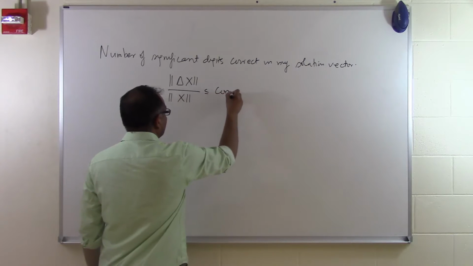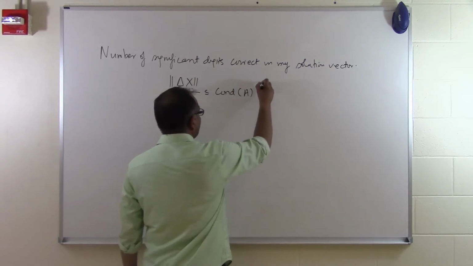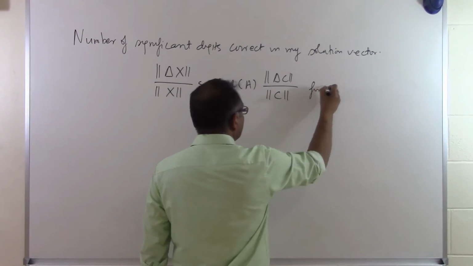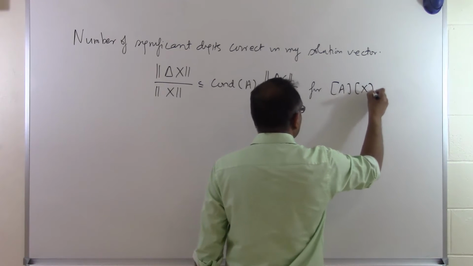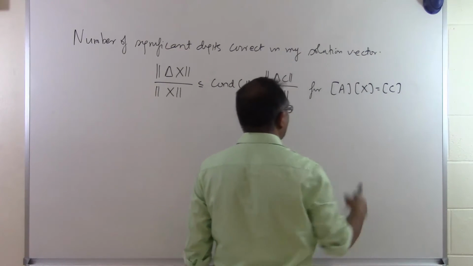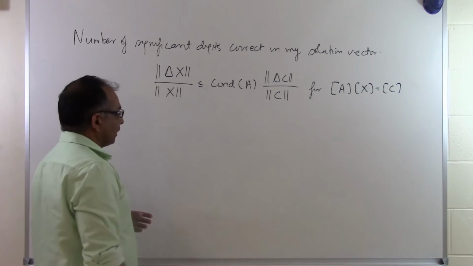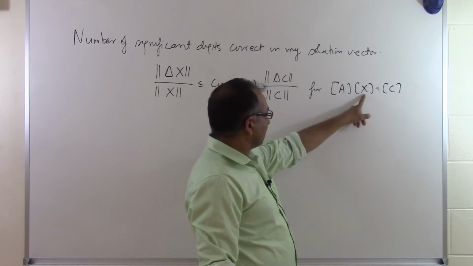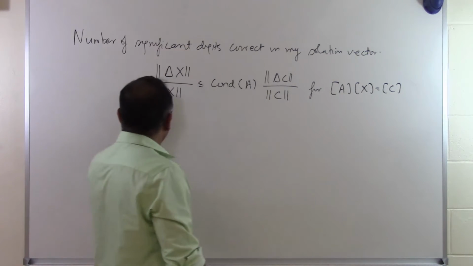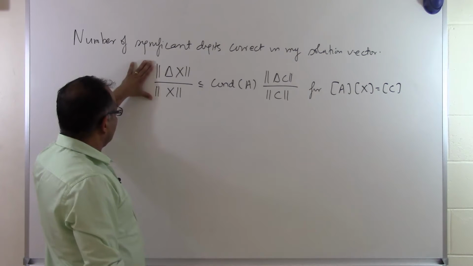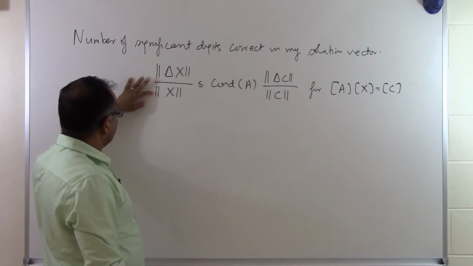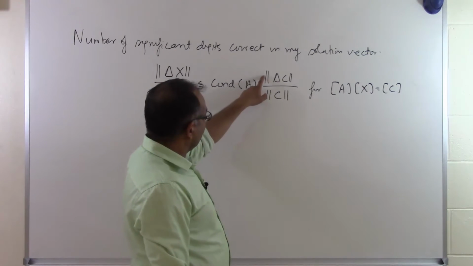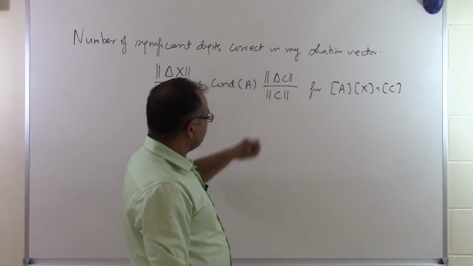norm of delta x divided by norm of x is less than or equal to the condition number of A times norm of delta c divided by norm of c, for Ax equal to c. So if we have a system of equations like Ax equal to c and we make a change of delta c to the right hand side vector, it's going to make a change of delta x to the solution vector. And we have proven the theorem here that the relative change in the solution vector can get amplified by as much as the condition number when we look at the relative change in the right hand side vector.